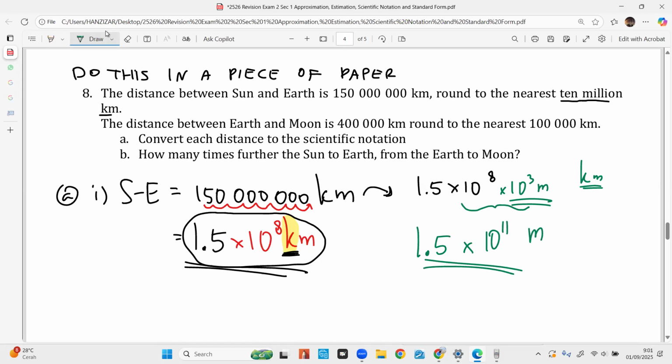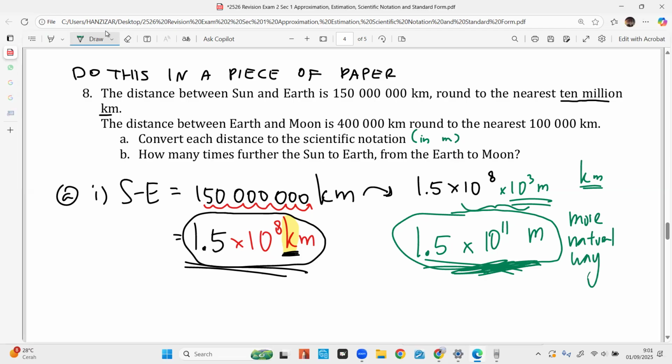So you can write either left or right, because it is not specified to meter or kilometer. But if it is specified in meter, you need to convert to 10 power 11 here. Okay, so this is the more natural answer, the more natural way to convert from an ordinary number to the scientific notation.